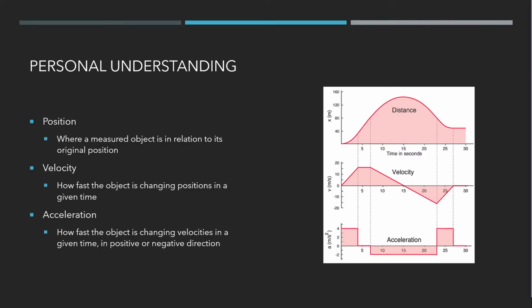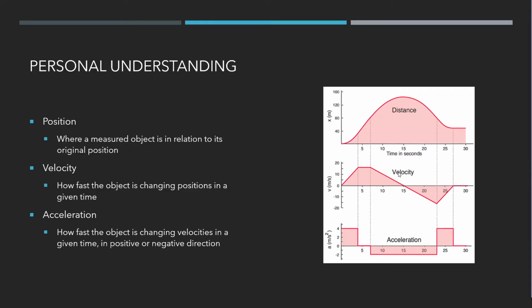As stated previously, velocity is how fast the object is changing positions at a given time. And as I mentioned previously, it is the derivative of the position graph, and the inflection points become the maximum due to the maximum rate change of position of the object.